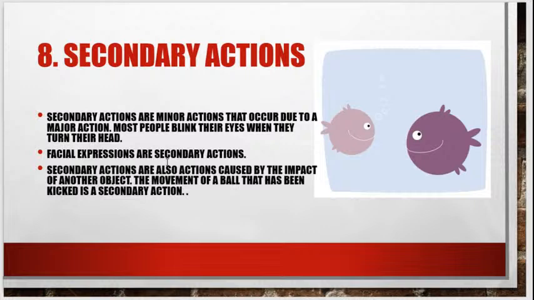Suppose a person is moving, main action, and he hits a wall. When he hits the wall, his face becomes a little weird, squished. That's the second reaction. For example, the movement of a ball that has been kicked is a second reaction. The main action is that the person is running and then he kicks the ball. But the second reaction is the ball when it starts to move. In this picture, you can see both of them are talking, main action. The second reaction is that bubbles are coming from their mouths.